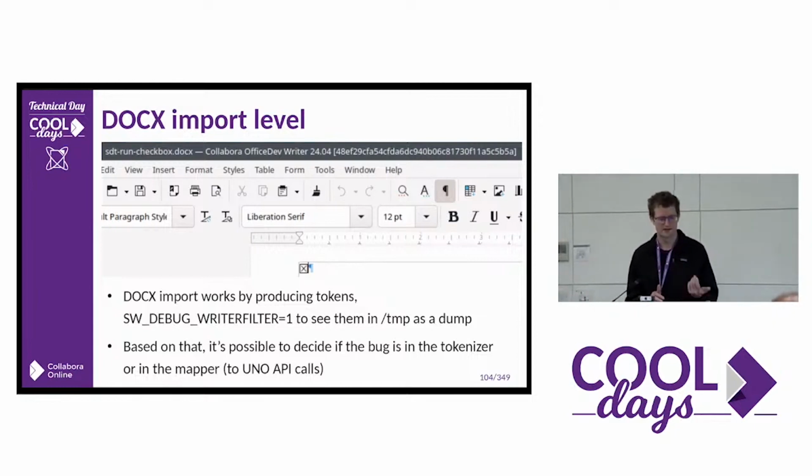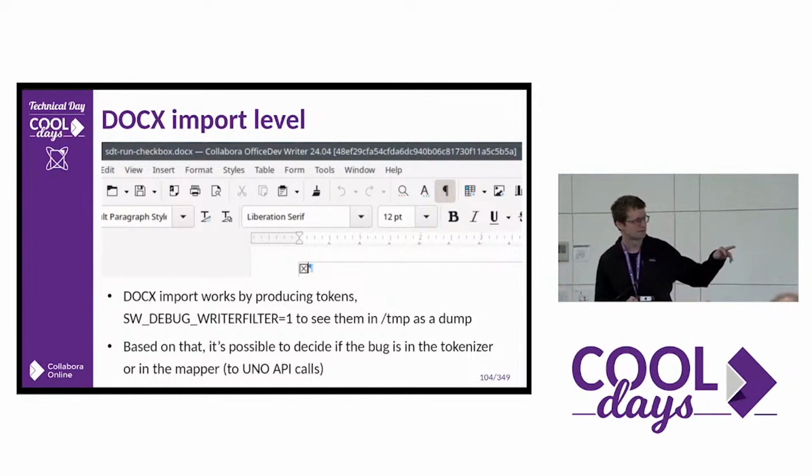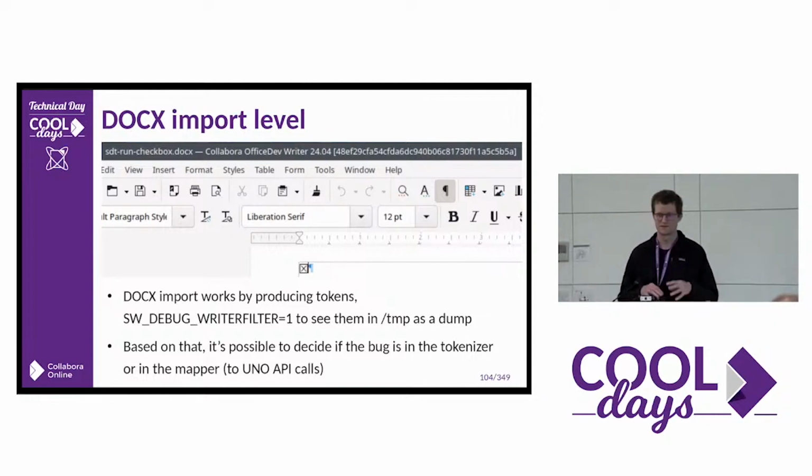In that case, there is another debugging tool for dumping the traffic in between two parts of that docx importer. This is split in two parts because then we can share code with, for example, RTF. And you can dump the traffic between these two parts, and based on that, you can decide if you want to go further, forward or backwards in this import pipeline to find where the root of the problem is.